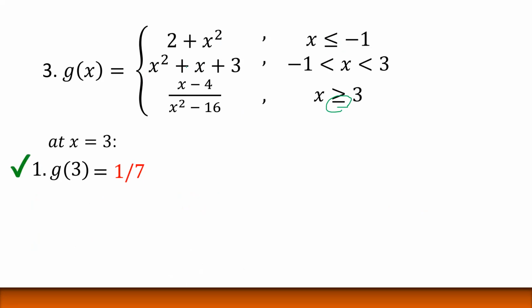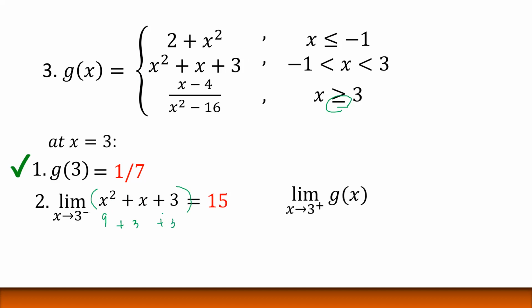Check. Number 2 condition, as x approaches 3 from the left, we'll make use of this, no? To replace our g of x. Yan. Again, lagyan lang natin ng grouping symbol. This will be 9 plus 3. So plus 3, this will be 15. Okay. Pagka from the right naman, we'll replace the g of x by that expression. So ayun siya. So this is from the right.